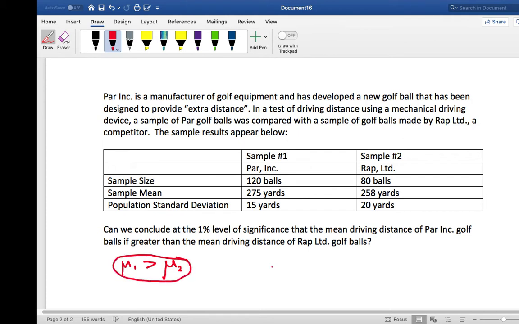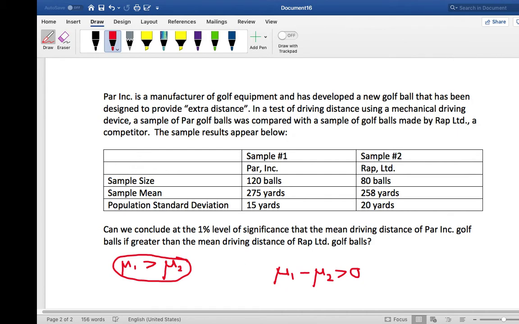This particular statement can be rewritten for starters. We can rewrite it like this: mu1 minus mu2 is greater than 0. It's exactly the same statement. So you could think of it as either subtracting mu2 from both sides or just taking it over, however you know how to do it.